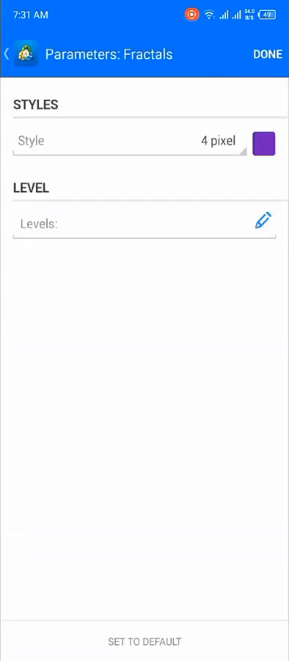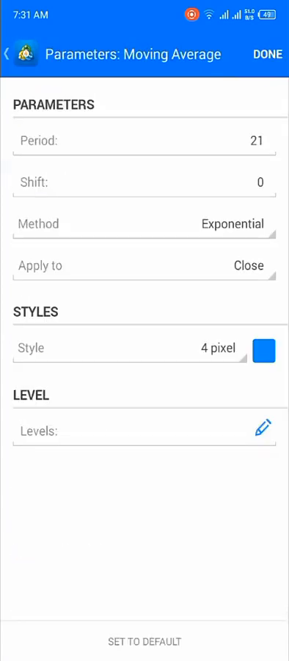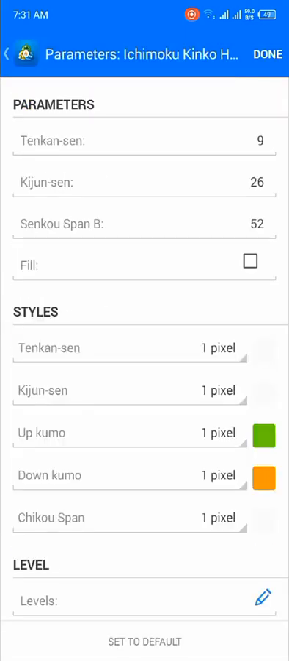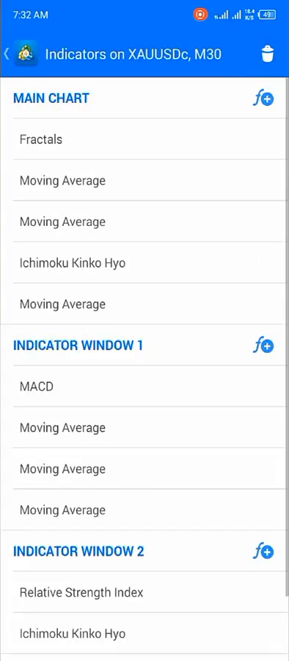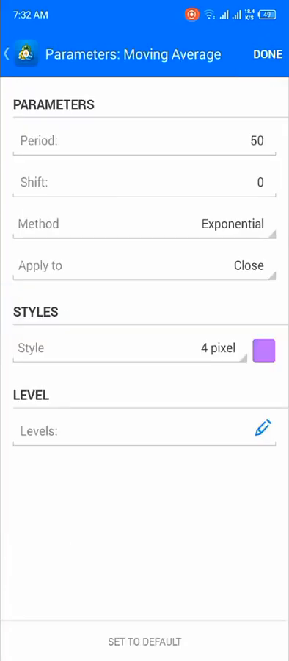So looking at the indicators for the main chart, we have fractals, we have a moving average, 21 period, exponential, color is blue. We have another moving average, 200 period, exponential, color is black. We have Ichimoku with Tenkan-sen 9, Kijun-sen 26, Senkou Span B 52. Up Kumo is green, down Kumo is orange. Then we have a 50 period exponential moving average, color is purple.